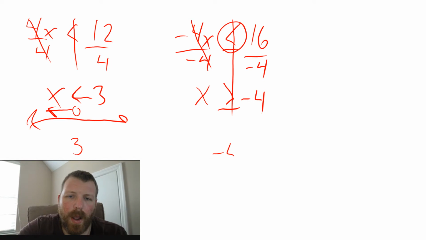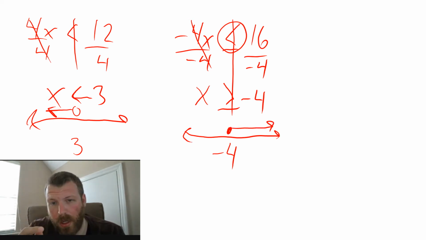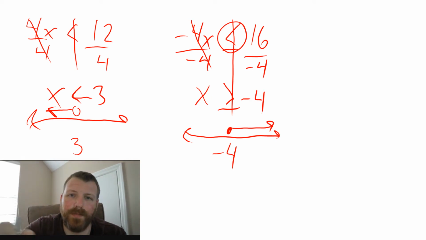I mean, we can still graph this, right? It's going to be a closed dot on top of our number line, going to the right. But if you were to screw that up, it would look like it's going to the left, which is incorrect. So let's try a multiplication one.